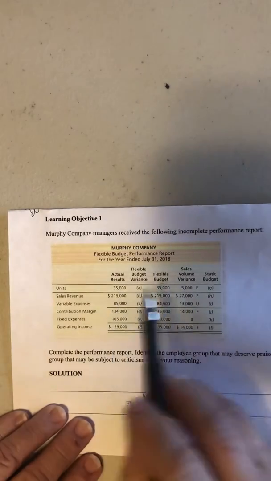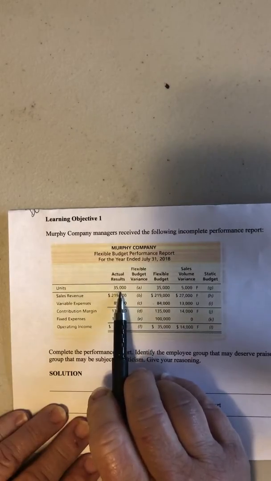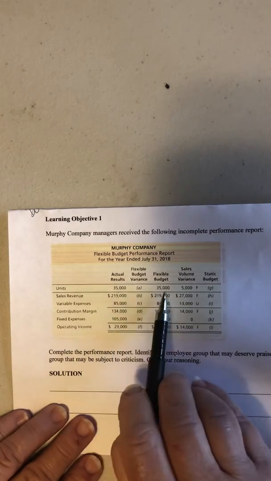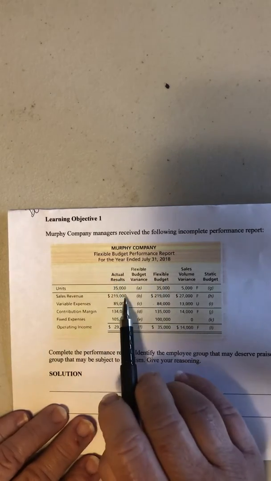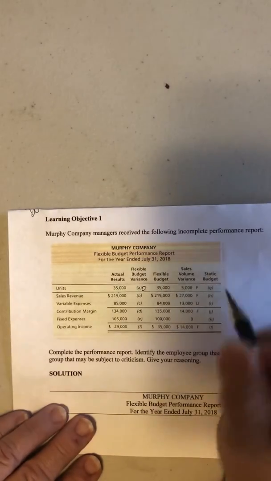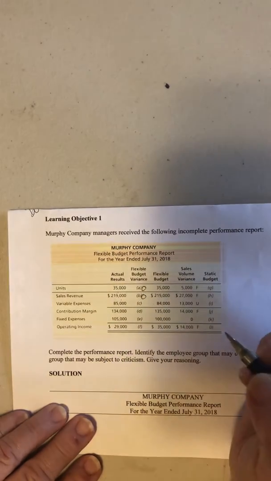All right, generally speaking, our actual units sold were 35,000. Our flexible budget was 35,000. Generally, you're not going to have a difference here because you prepare your flexible budget based on what your actual results are. So this is 0 right here. Our sales revenue is also the same in this case, so that's a 0 variance.